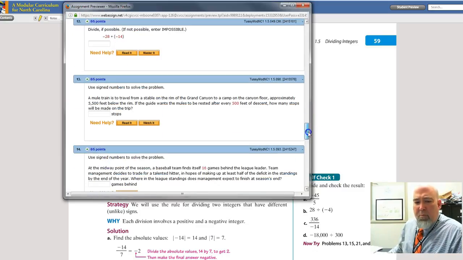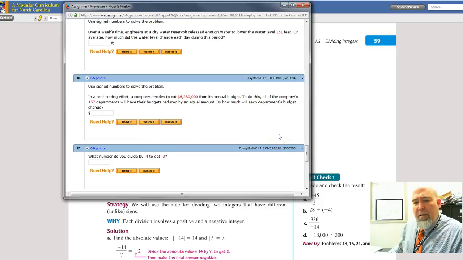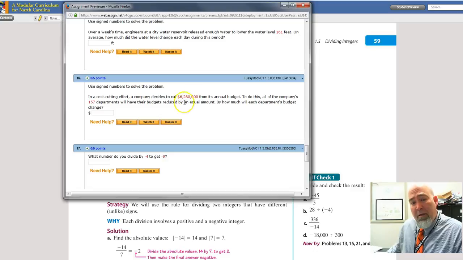And lastly, one of the word problems, like number 16. On 16, yes, we're in the division section again, so we know we're going to divide the numbers. But it's good to see why we're dividing. A company is going to cut a whole bunch of money from its budget. To do this, 157 departments will have their budgets reduced by an equal amount. So I want to take this number and divide it up into 157 equal pieces. That's why I'm dividing these two numbers. If it's cut up into equal parts, that stands for division.